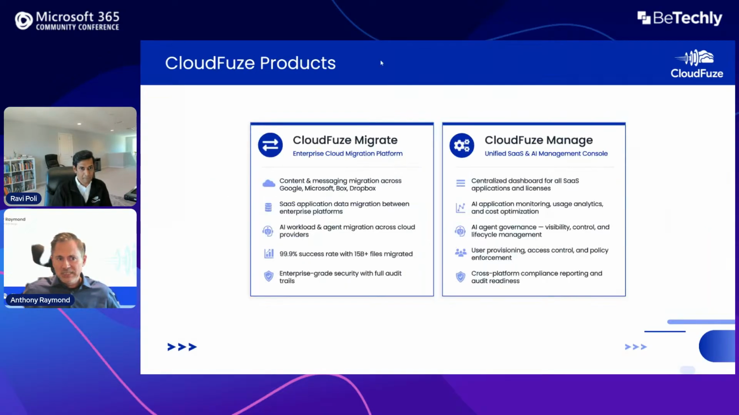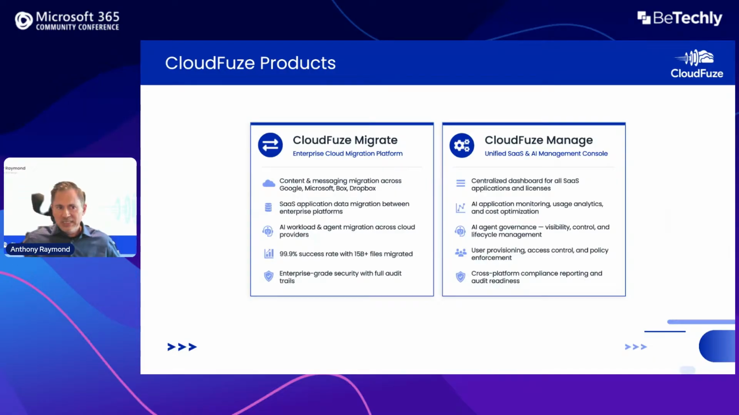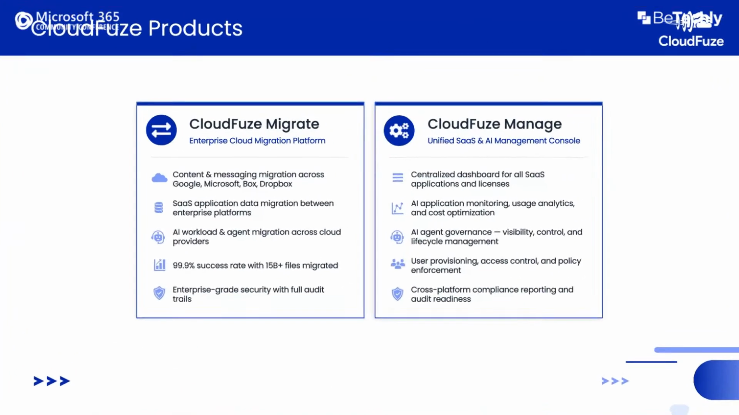To take a little bit of a deeper dive into the products, CloudFuze, as Ravi mentioned, delivers our solution through two core platforms. We have CloudFuze Migrate, an enterprise-grade migration platform that migrates content, email, messaging platforms, and more with full fidelity, including metadata, permissions, and embedded links. And CloudFuze Manage, a unified SaaS and AI governance platform that provides critical visibility, control, and automation across your environment. Together, this gives organizations a continuous lifecycle approach rather than a one-time migration event.